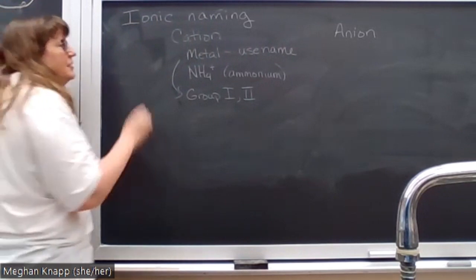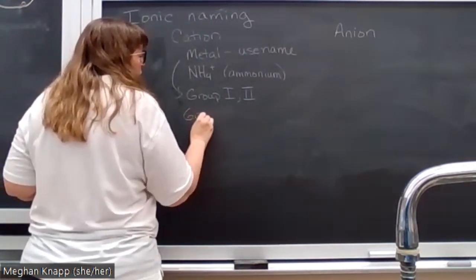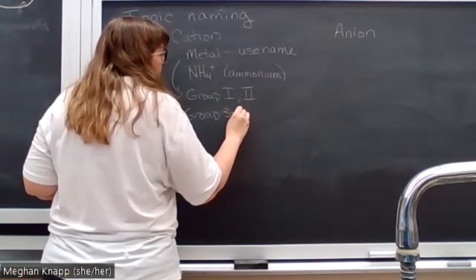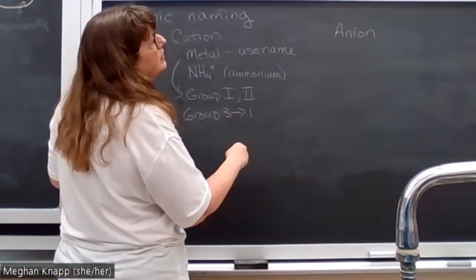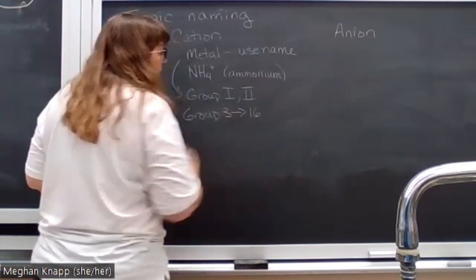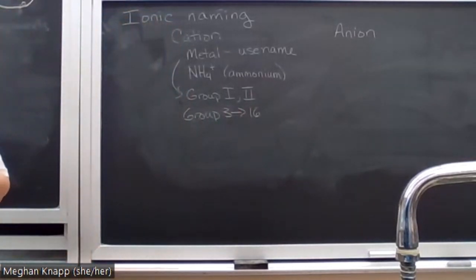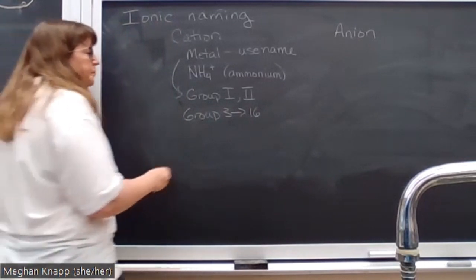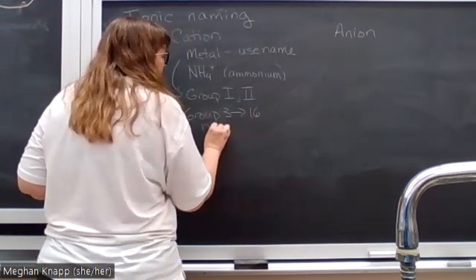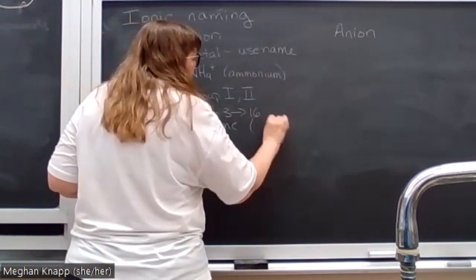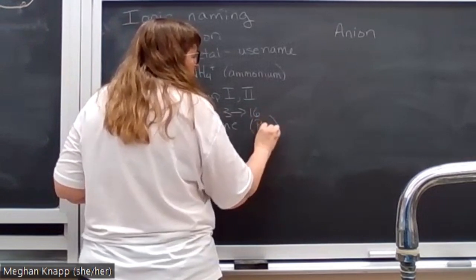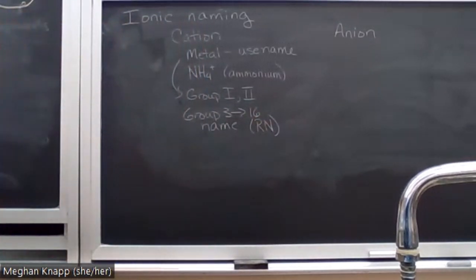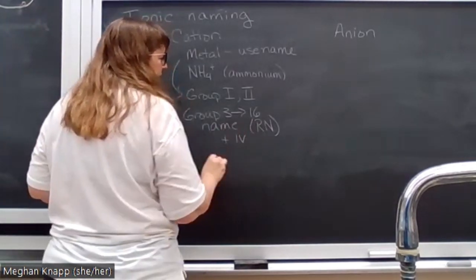But if it is not in group 1 or 2, if it is group 3 through, let's see, polonium is over there in 16, in those, then we have to tell what the charge is because they can change. So we would have the name, and then we would have a Roman numeral. I'm going to put RN for Roman numeral that tells us what the charge is. So I for 1, II for 2, III for 3. What's 4? IV. So +4 is IV.